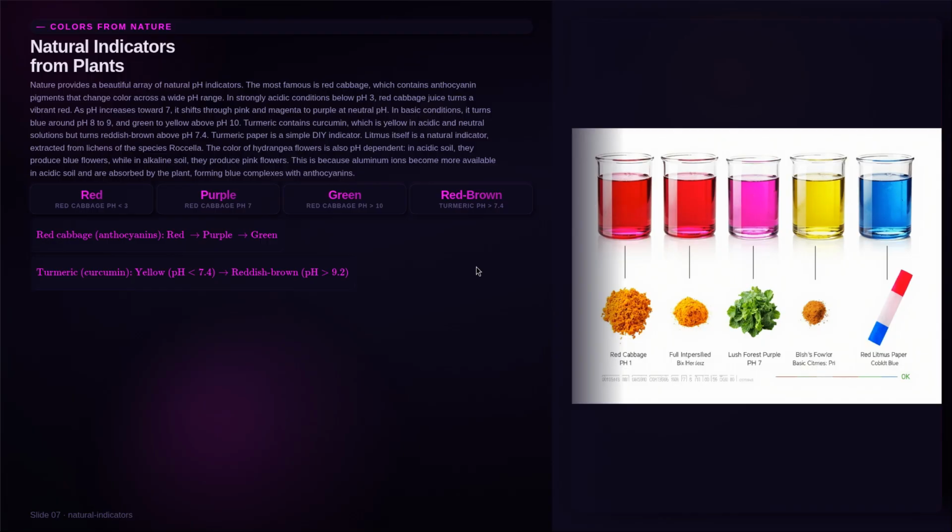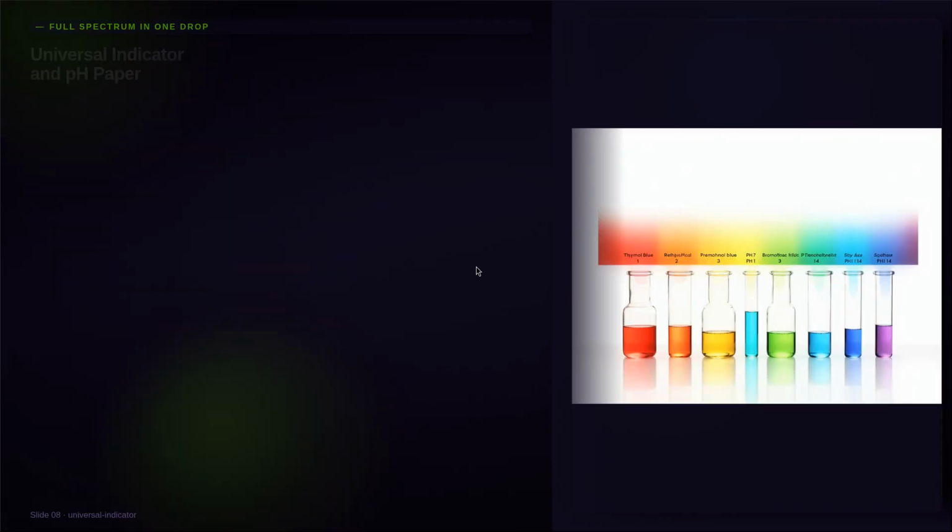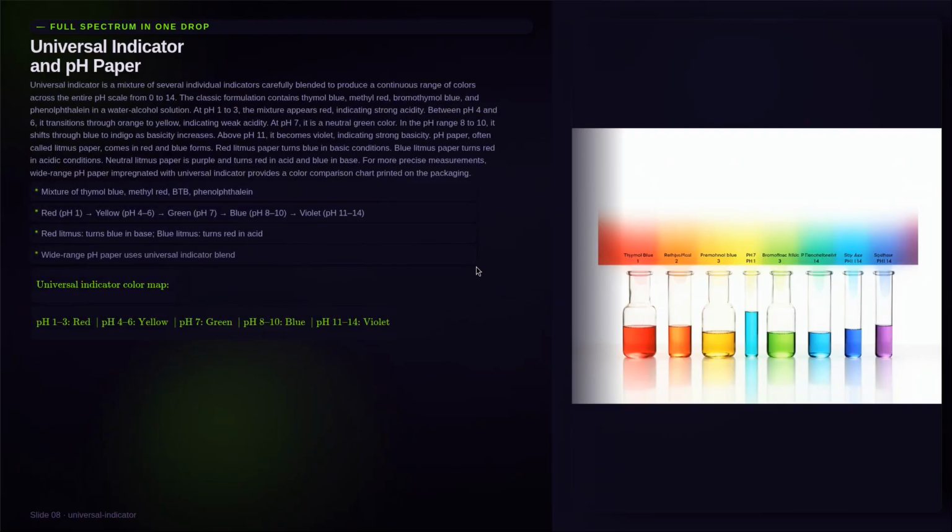The color of hydrangea flowers is also pH dependent. In acidic soil, they produce blue flowers, while in alkaline soil, they produce pink flowers. This is because aluminum ions become more available in acidic soil and are absorbed by the plant, forming blue complexes with anthocyanins.